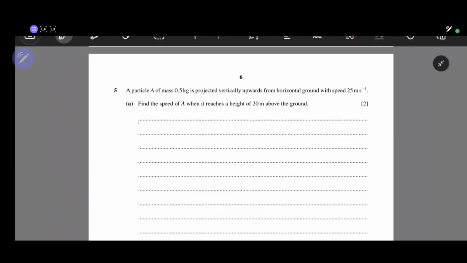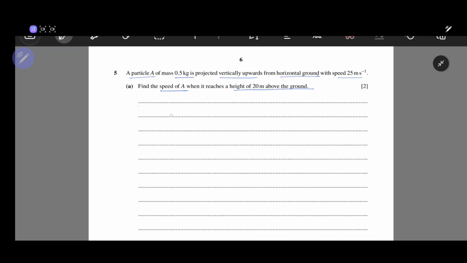This is question 5. A particle A of mass 0.5 kg is projected vertically upwards from the horizontal ground with a speed of 25 meters per second. Find the speed of A when it reaches a height of 20 meters above the ground. So before solving the question, let's just draw a diagram to show what's happening.